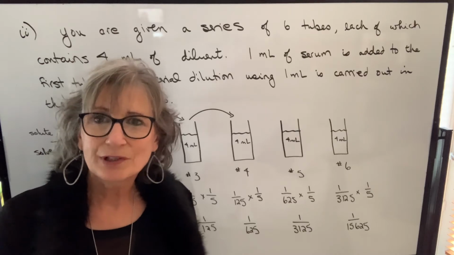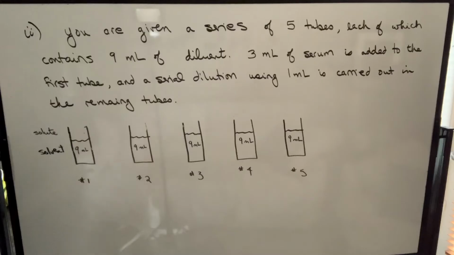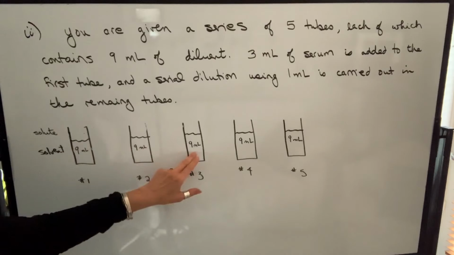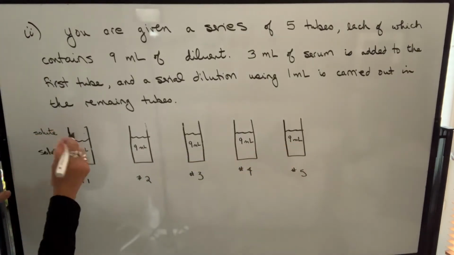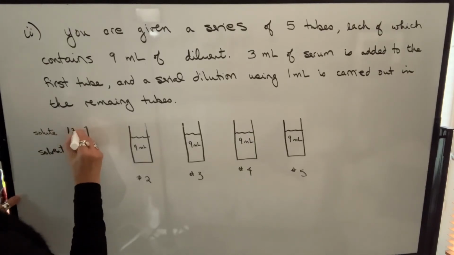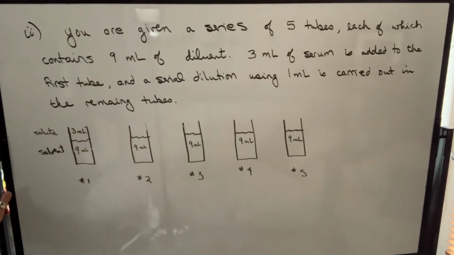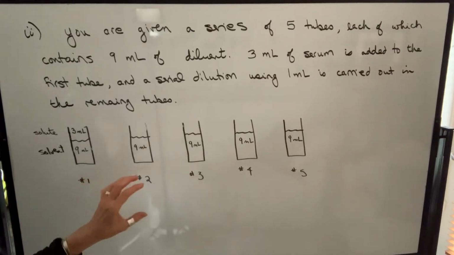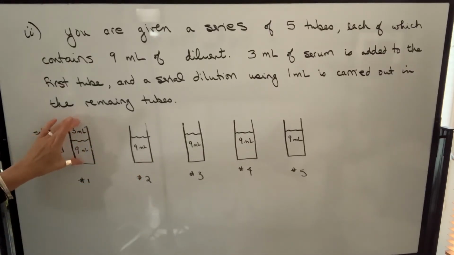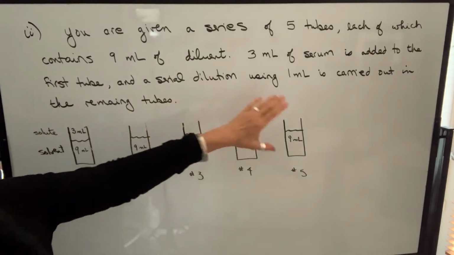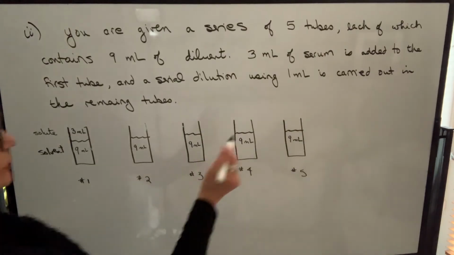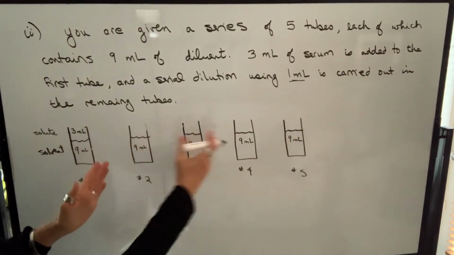Let's do one more example and I'll make a slight change in the next example. Okay, in this example, we're doing a series of 5 tubes, and each of those tubes contains 9 milliliters of diluent or solvent. We're going to add 3 milliliters of serum to the first tube. And then we're going to carry out a serial dilution using 1 milliliter from the first one into the second one, 1 milliliter from the second one to the third one, 1 to the rest. So we're using 1 milliliter in the remaining tubes.